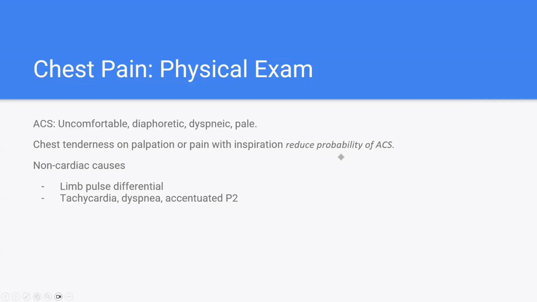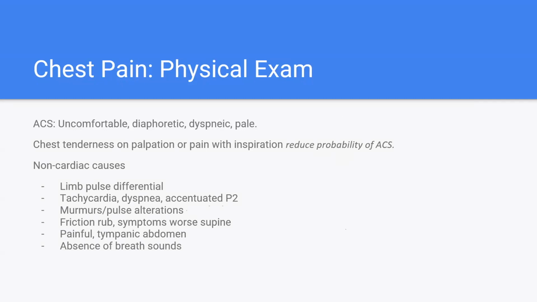Check for limb pulse differential. The way I did this, I had to get all these out, and then we'll go through and say what these are. So: tachycardia, dyspnea, murmurs, friction rub, painful tympanic abdomen. Each of these has a diagnosis. Limb pulse differential. What is that? What would that make you think of? Yeah, I already said that.